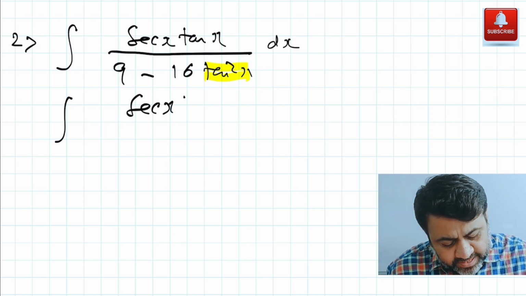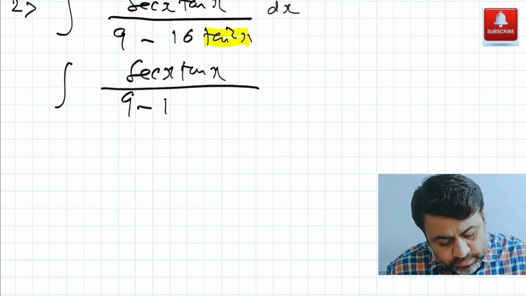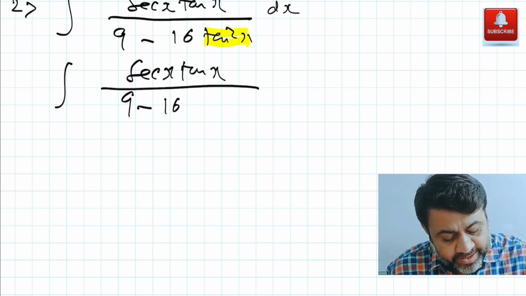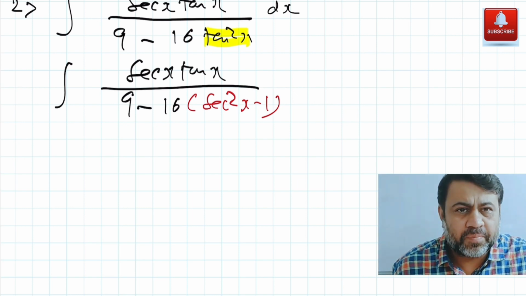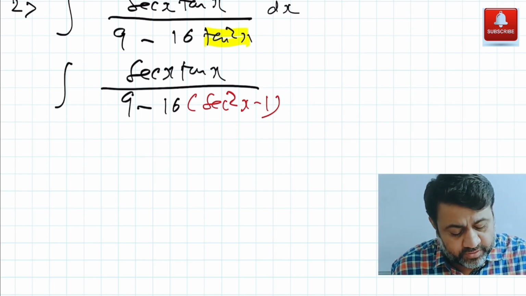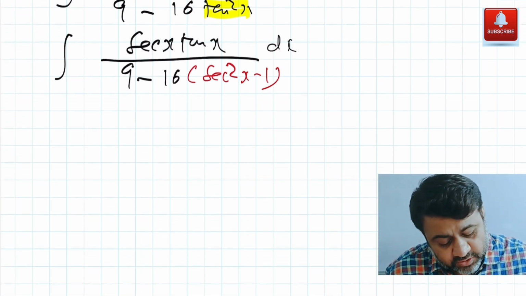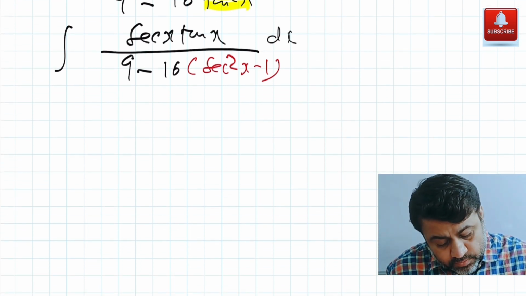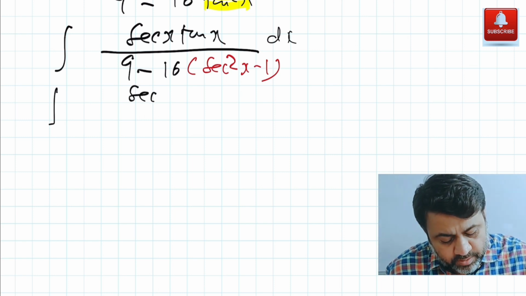So I am just keeping sec x tan x as it is. 9 minus 16, instead of tan square x, I am going to write sec square x minus 1. 1 plus tan square theta is sec square theta, that kind of thing. We just manipulated this formula and we got the value of tan square x as sec square x minus 1. Let's simplify further. If I just simplify, I am keeping the numerator as it is, we are not going to change that for now.